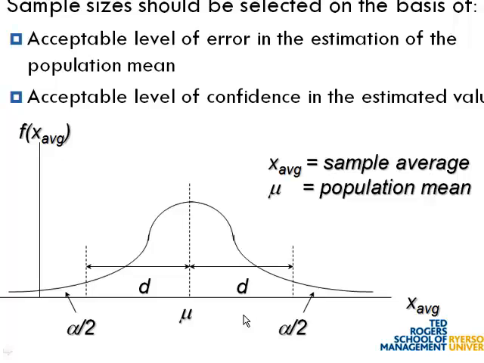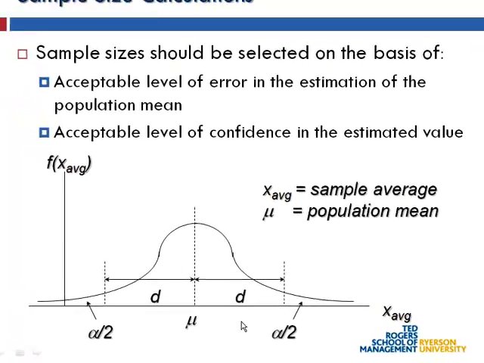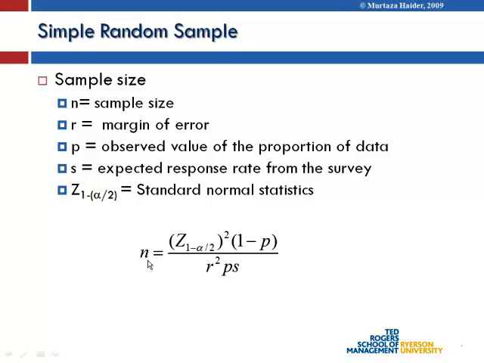The sample size therefore relies on two considerations: the acceptable level of error in the estimation of the population mean, and the acceptable level of confidence in the estimated value, which in most cases is the mean or the average value. There is a formula for this, and the formula is presented on your screens. Let's look at the definitions.